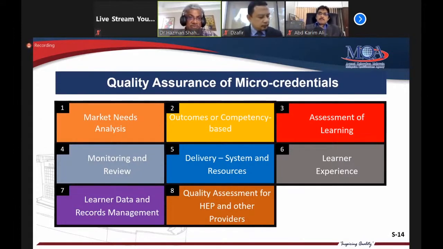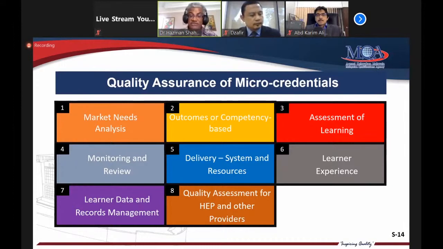And there are good systems and resources to support the delivery. These are the people, your IT resources, and your learning materials, and what have you. The sixth one is the learner experience. You need to monitor and ensure that you are taking the pulse of the learners in terms of their expectations and experiences, and how you can incorporate this as part of your monitoring and review processes.